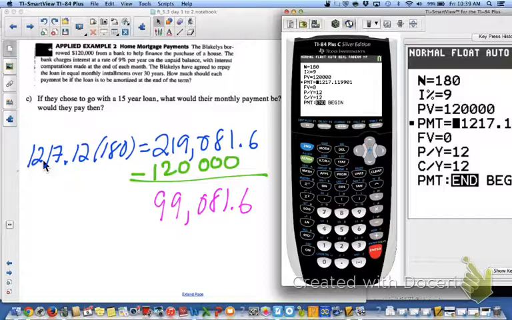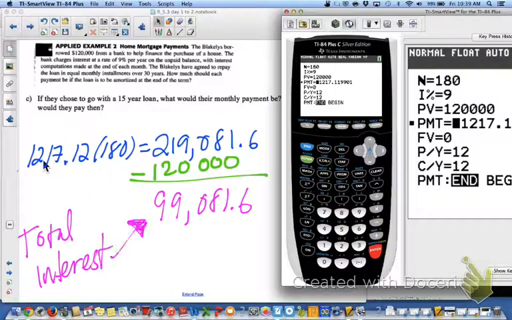with the 30-year loan. So you see, you save a lot of money in interest by shortening the term of your loan. Both of these interest payments are pretty high, and that's because it's a 9% interest rate. So if we could adjust the interest rate, that would also reduce the total we'd be paying over.